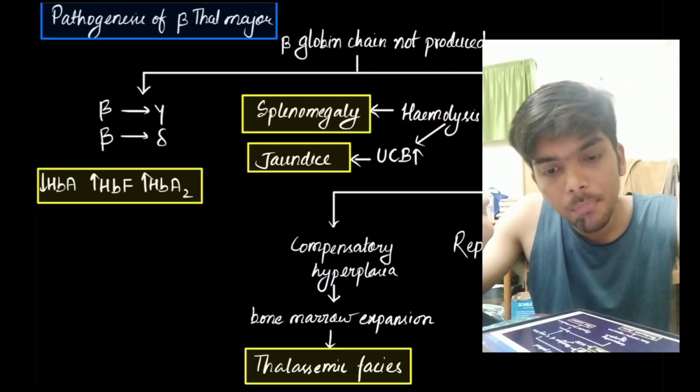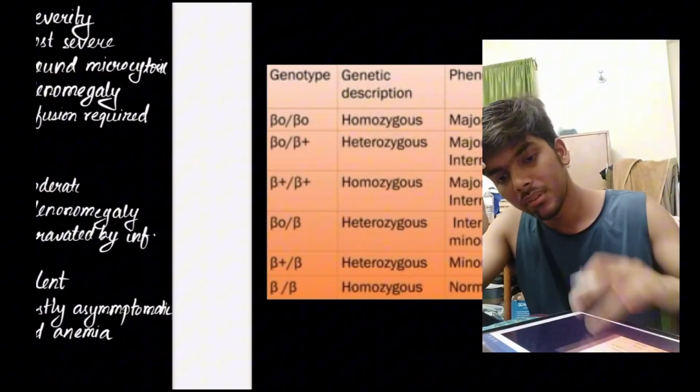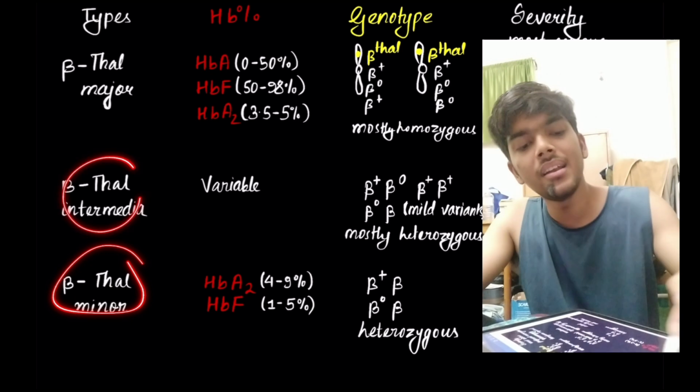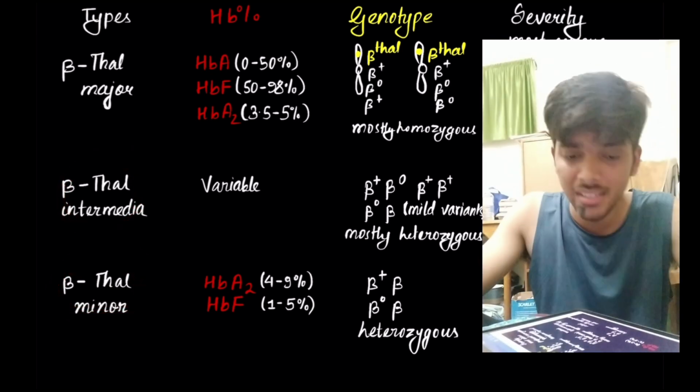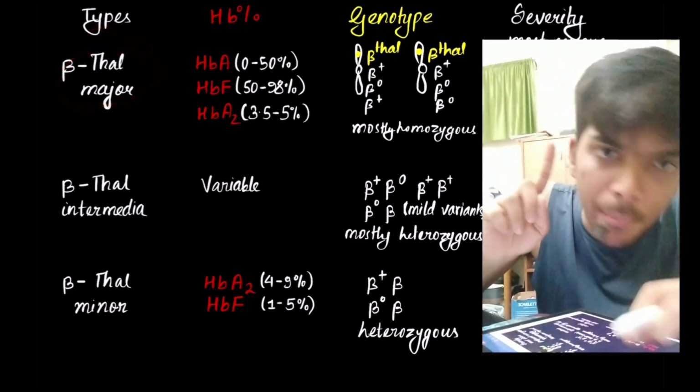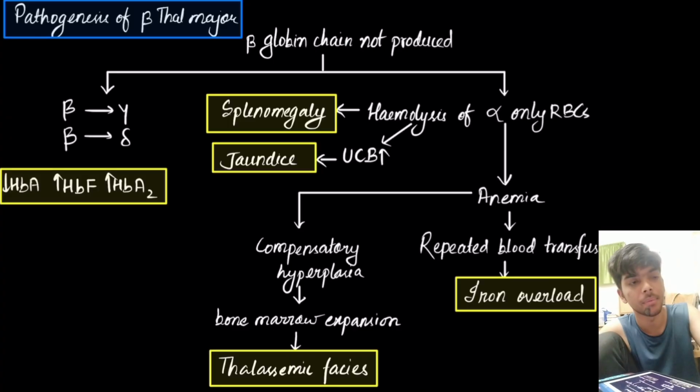Then pathogenesis of beta-thalassemia major. Okay, so there are three types of beta-thalassemia: major, intermediate, and minor. Since minor and intermediate don't bring about severe symptoms or severe anemia, we are going to look specifically into beta-thalassemia major. What happens in beta-thalassemia major?